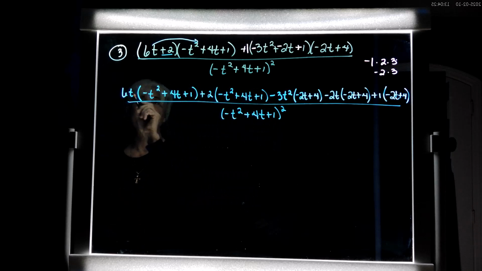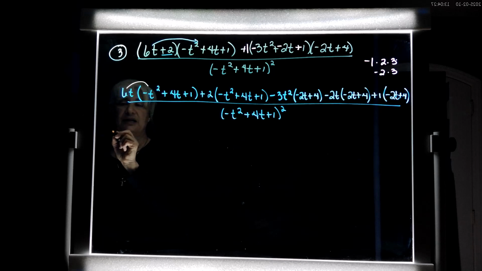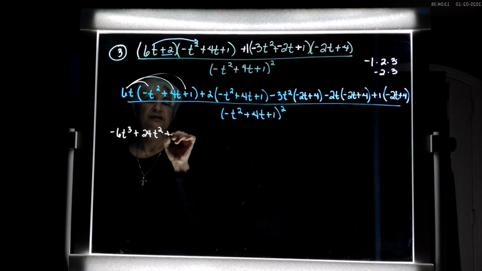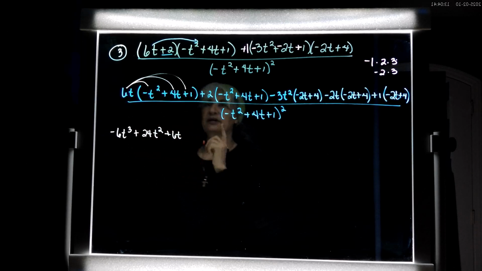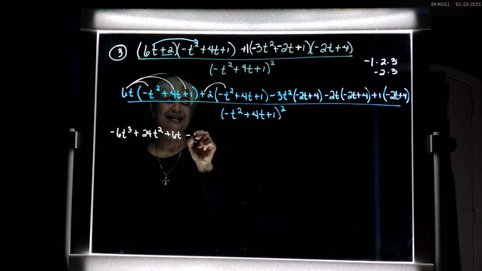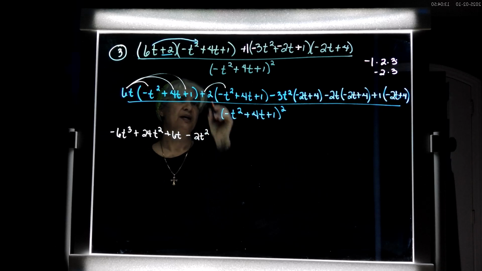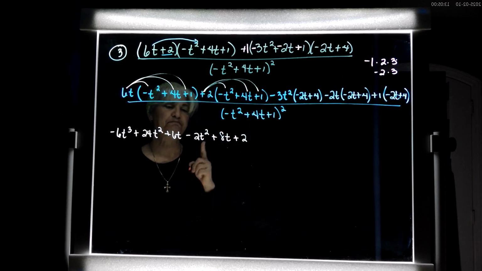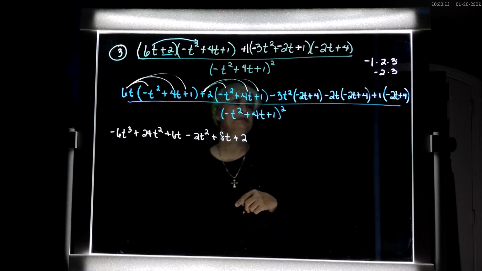Now, let's keep distributing. So, -6t to the power of 3, +24t to the power of 2, plus 6t. Good? Excellent. And now, plus 2 times, so I get a -2t squared, don't I? And then plus 2 times, and you get a +8t, and then plus 2 times, and a +2. Good. Yes? Okay. Now what?